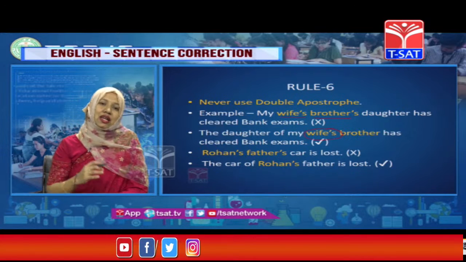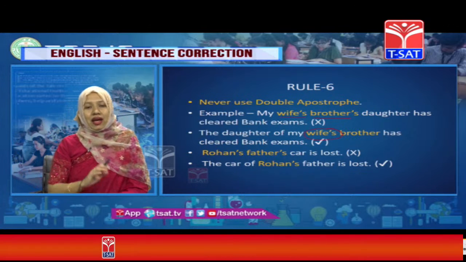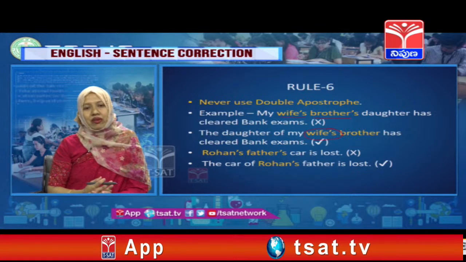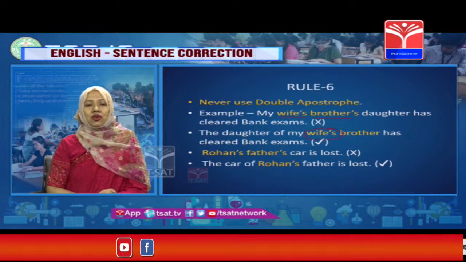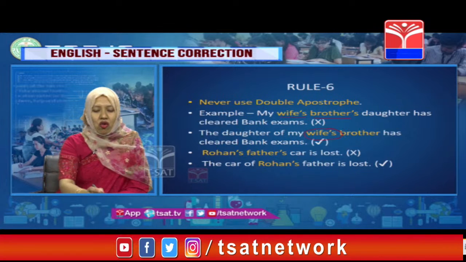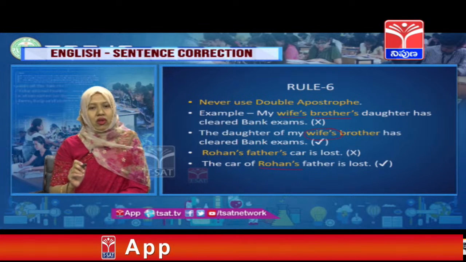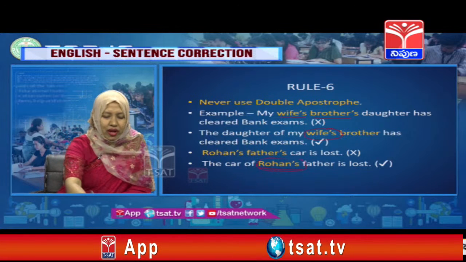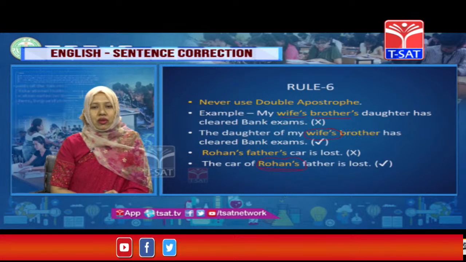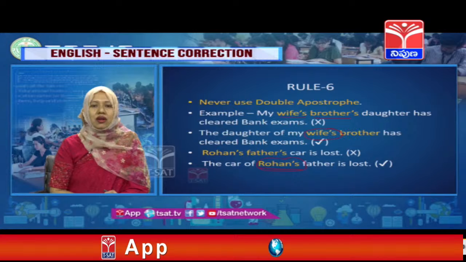Rohan's father's car is lost. Again in this sentence, while giving information, a double apostrophe is used. Again this sentence is wrong. You must say, the car of Rohan's father is lost. So when you use this sentence, you find only one single apostrophe. So rule 6, never use a double apostrophe in a sentence. Always there should be only one apostrophe in a sentence.